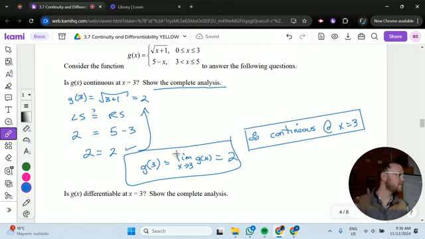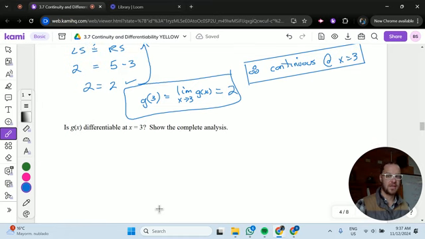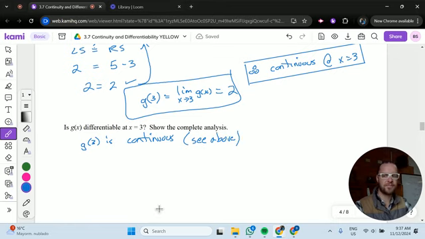Amazing, right? What do you do then? What do we do? Nothing. That's all it asks us for. No, but now we got to see if it's differentiable. Exactly. So the two-part definition of differentiability was that it had to be continuous. Well, we just proved it's continuous, right? So we can say g of 3 is continuous, and we could say C above, because we just did it. We don't have to do it again.